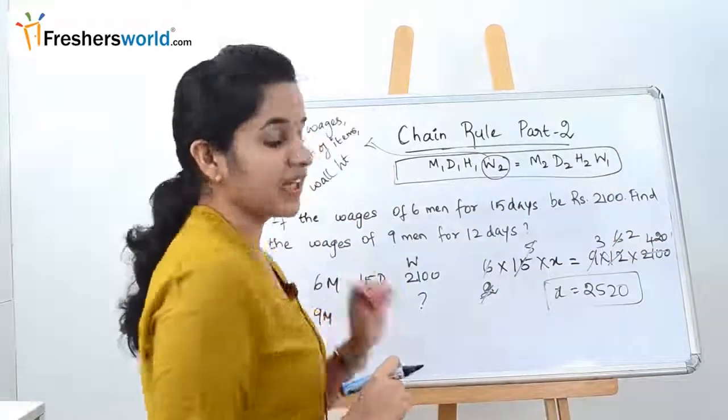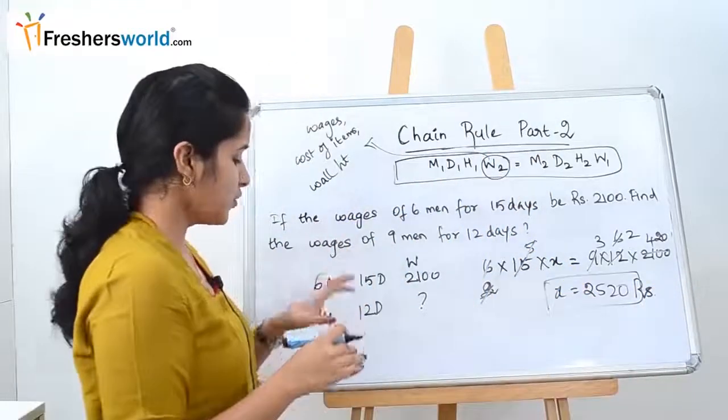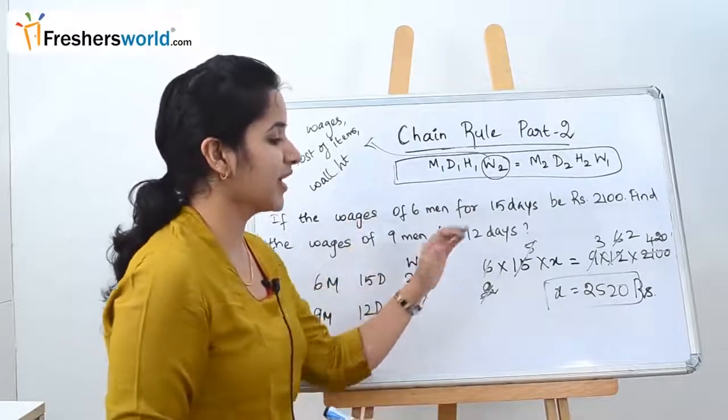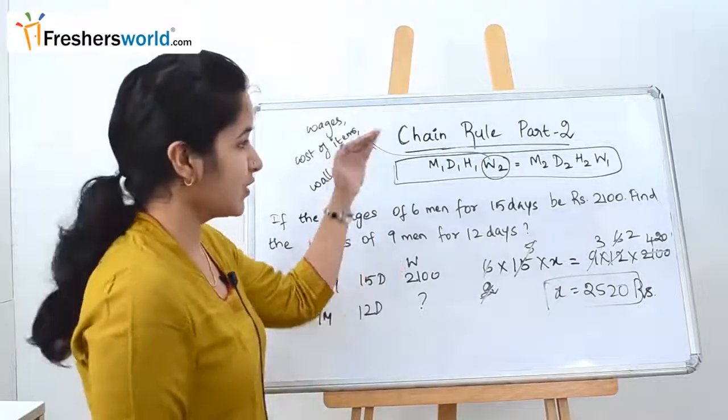So the value that we are getting is 2520 rupees. So if you know that 9 men which will work for 12 days, then the wages that they are going to get is 2520. So how did we do this? We took the formula here. We took the same formula.